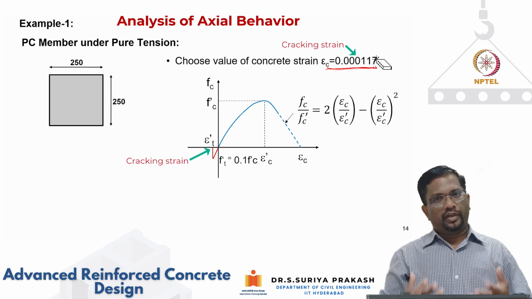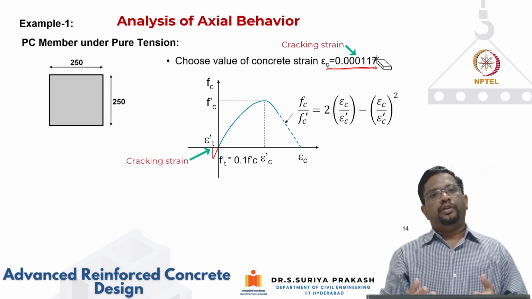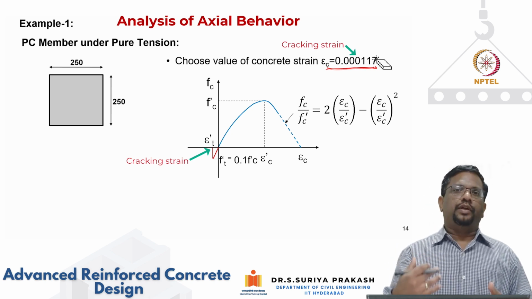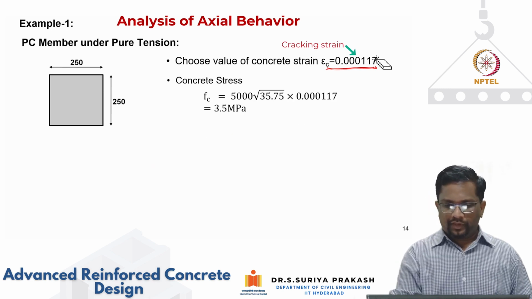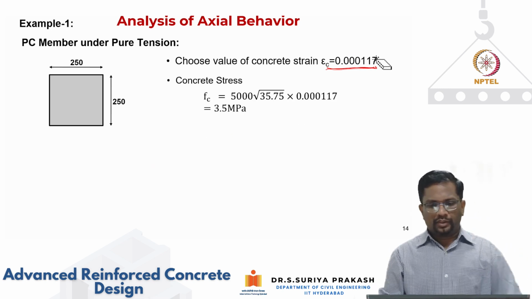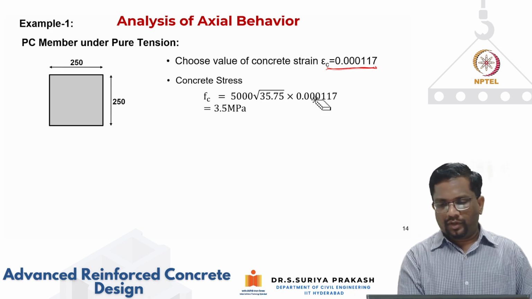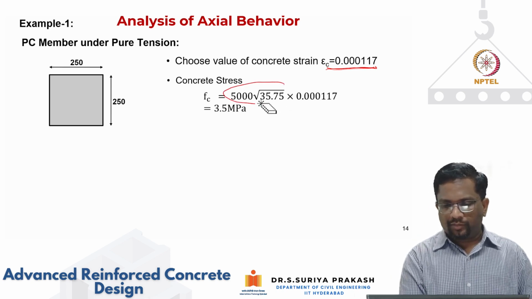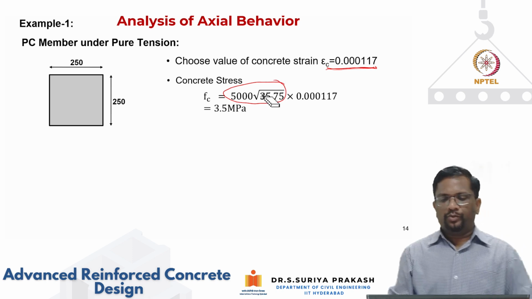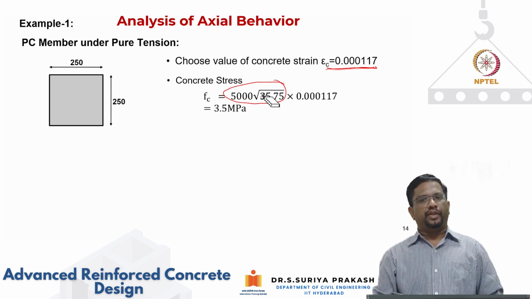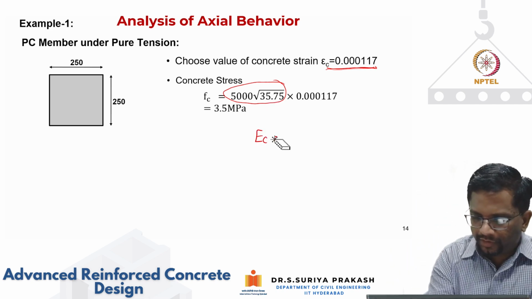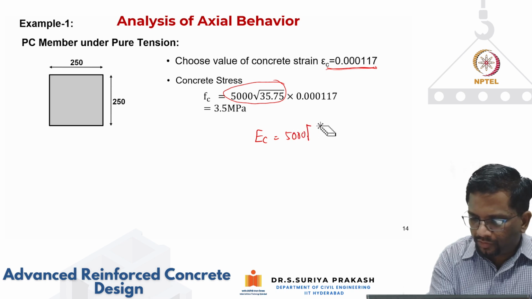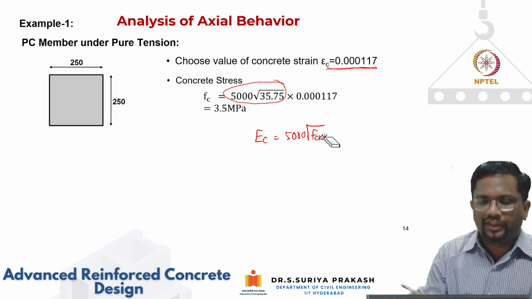If I can calculate my elastic modulus, then 3.5 divided by Ec will give me the strain. That is what we have done. So this is the elastic modulus of your concrete. You can ask me, why did I take 35.75 in here? Because what is our equation for your Ec? Ec is 5000 square root of, now here, fck.